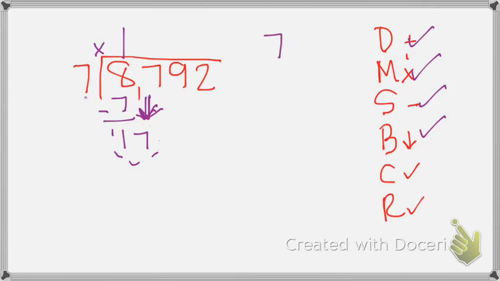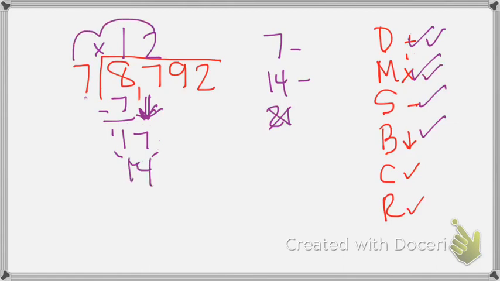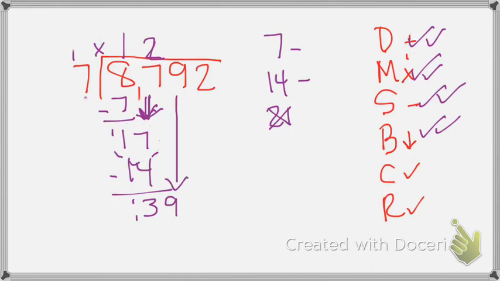If I list my multiples, 7, 14, and the next one's 21, which is too far. So 1, 2 times is my division. Now I multiply. 2 times 7 is 14. And then subtract. 17 minus 14 is 3. Now I have to bring down again. Again, you want to make sure that your digits are lined up. They're not going sideways or anything.